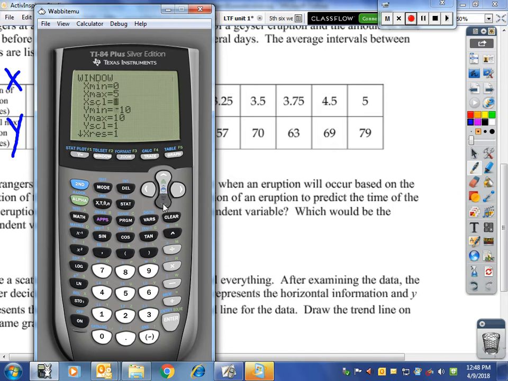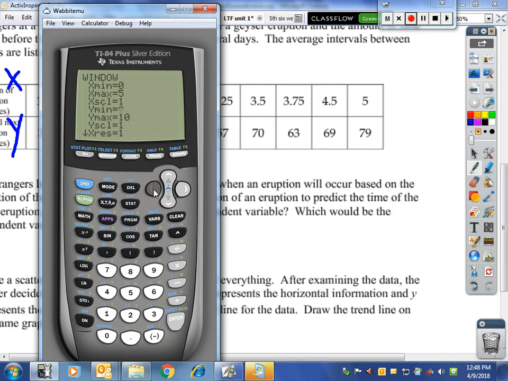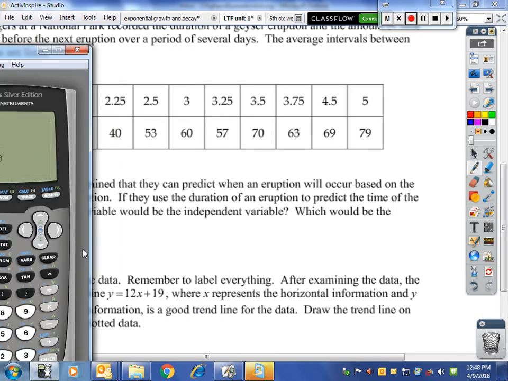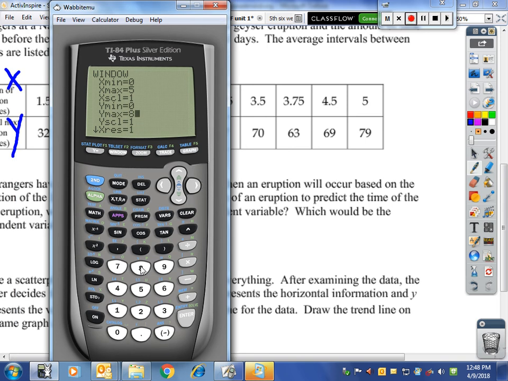Scale means what you're counting by, and we are going to talk about that in a minute too. My Y values, again, Y minimum, I'm usually going to make it a 0, but what should my Y maximum be? Around 80. The highest number I see is a 79. I'm going to make it 80. And then when you hit graph, you should see the dots.